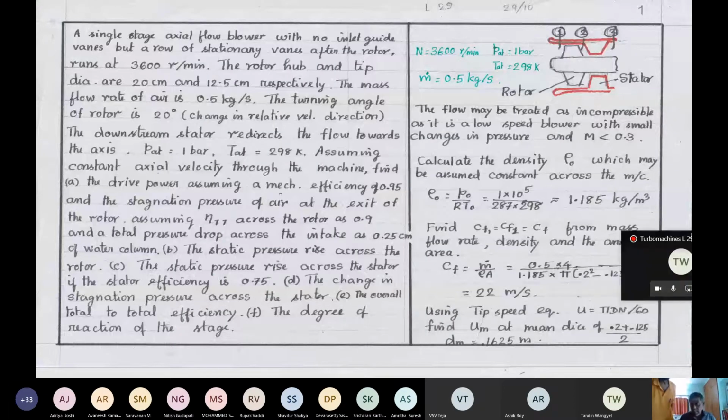I'm not able to see that. Again, hello, can you see the PowerPoint? Yes, sir, we can see.